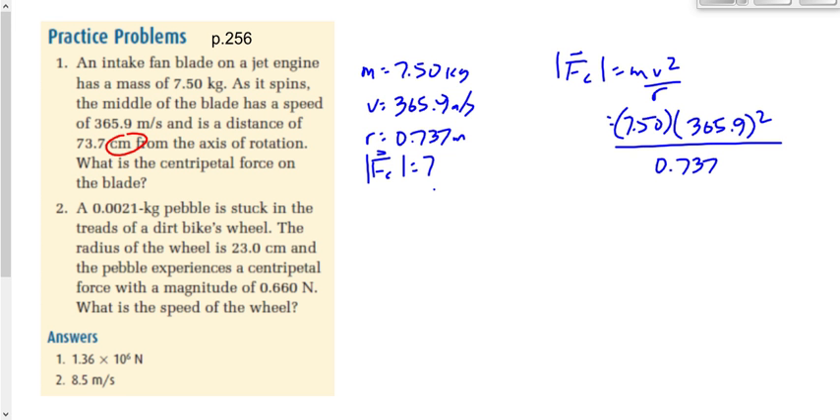You're going to get a big number or a small number here? We're squaring 365, right? So that means we're going to get a really big number. I mean, you got to figure, we're talking about the intake fan of a jet engine. There's going to be a pretty big centripetal force on it, right? When we do the math there, I think we end up getting 1.36 times 10 to the 6, the answer in the book. Good.